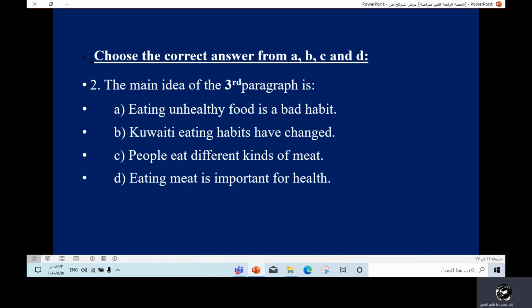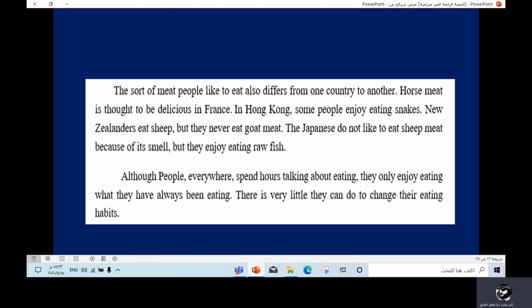Now let's move to the questions. As I said before, he started with this question. Choose the correct answer from A, B, C, and D, and try to identify the main idea of the third paragraph. What do you think the third paragraph is talking about? To identify the main idea of the third paragraph, you have to go back to the third paragraph and try to guess the main idea. This is the third paragraph.